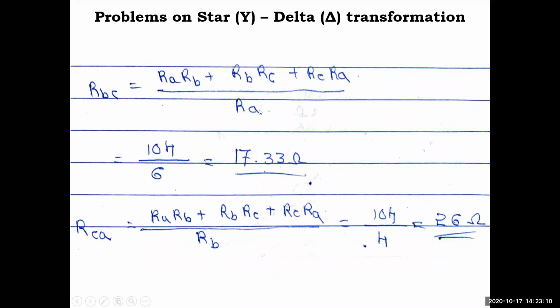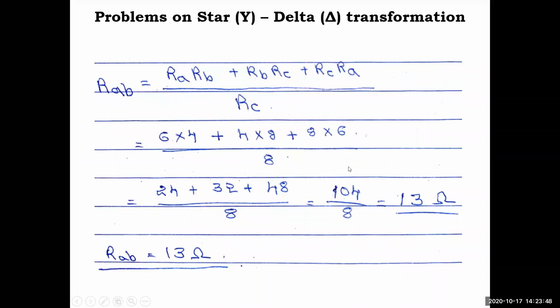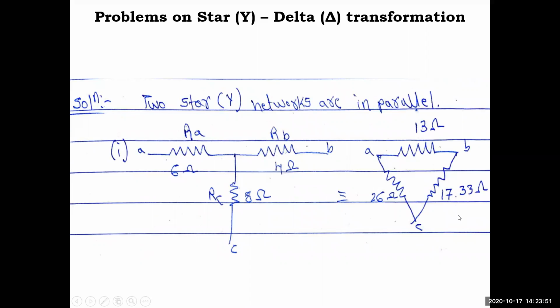See here, I have written the RBC formula: 104 by 6, because the opposite resistor is 6. From the calculator you get 17.33 ohm. Then RCA: the opposite resistor is RB, which is 4, so you get 26. You have to be very careful about which resistor you take here. If you make a little mistake, all answers will go wrong. So you got the three values 13 ohm, 17.33 ohm and 26 ohm, which is what I have written in that slide.